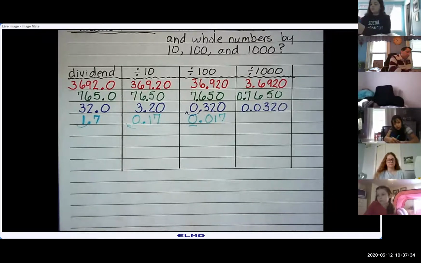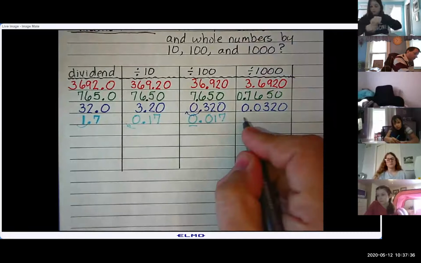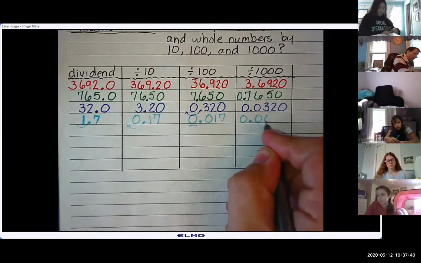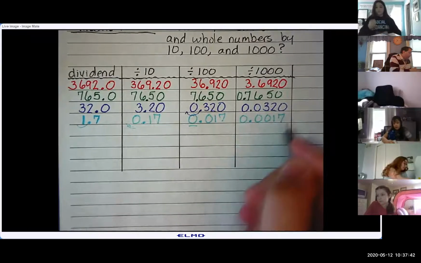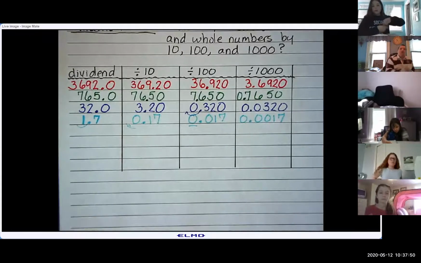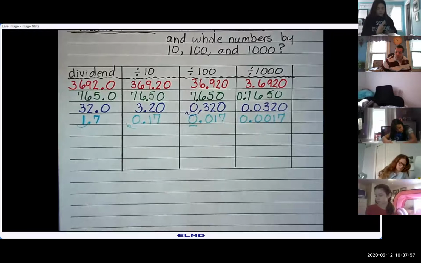0 and 17 ten thousandths. Correct. Do you see that pattern? All you're doing is multiplying it by 1 and shifting that decimal place over to the left. That's exactly right. Let's do one more.